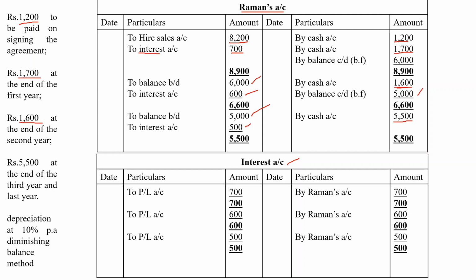When interest becomes due, the entry is Raman's account debtor to interest account. So on the credit side, by Raman's account, the first installment interest amount. We will transfer it at the end of the accounting period to the profit and loss account. So the entry will be interest account debtor to profit and loss account. It gets tallied. It becomes due, we transfer it to the profit and loss account. The account gets tallied. The second year also the interest becomes due, we transfer it to the P&L account. The third year also it becomes due, we transfer it to the P&L account. That's all. Every year the interest account gets tallied.